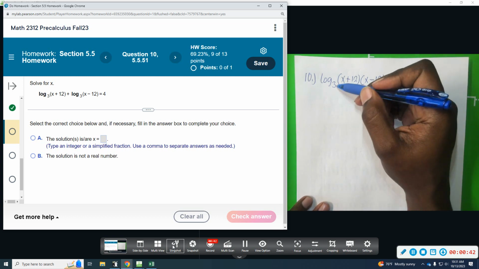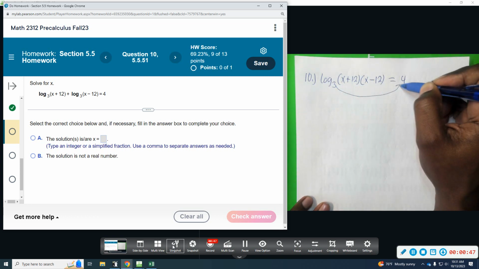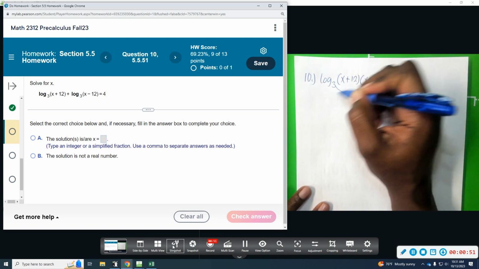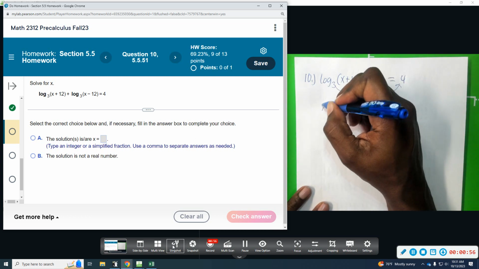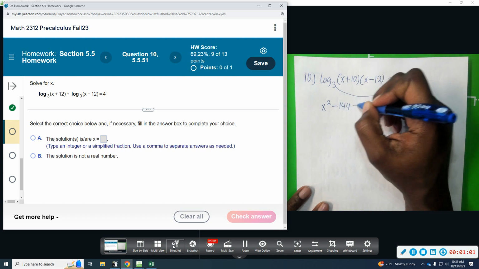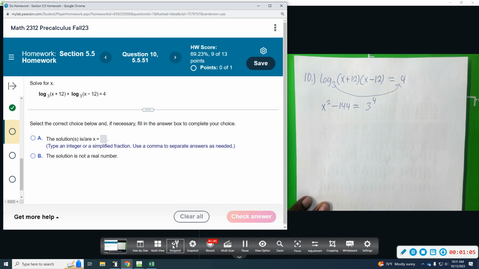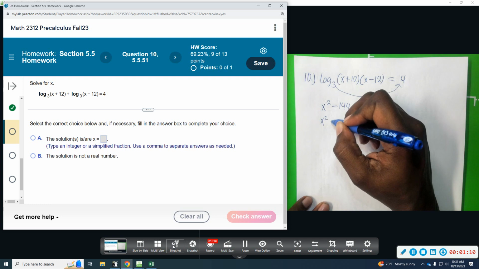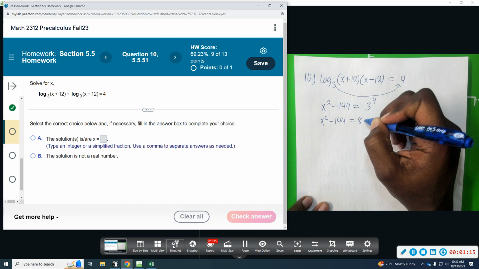And we're going to write this in exponential form to get rid of this log. So we're going to raise it to the third power. And that will give us, now this is a difference of squares, so I'm going to go ahead and combine that. So it's going to give me x squared minus 144 equals 3 to the 4th power. So this is going to give me x squared minus 144 equals 81.